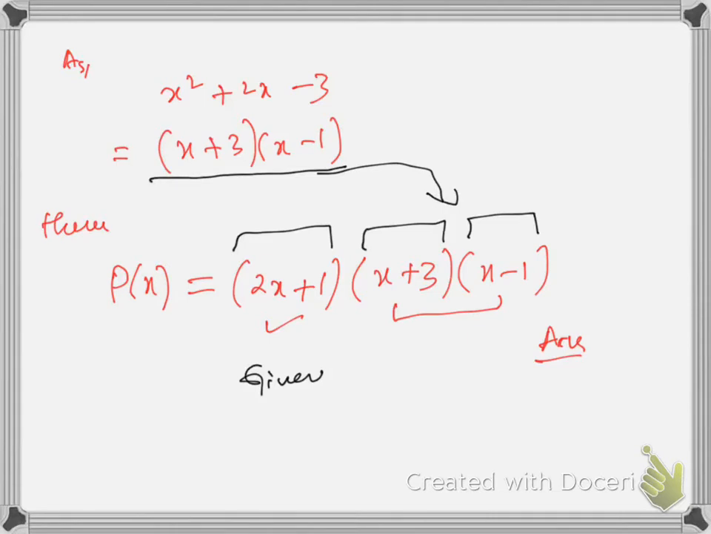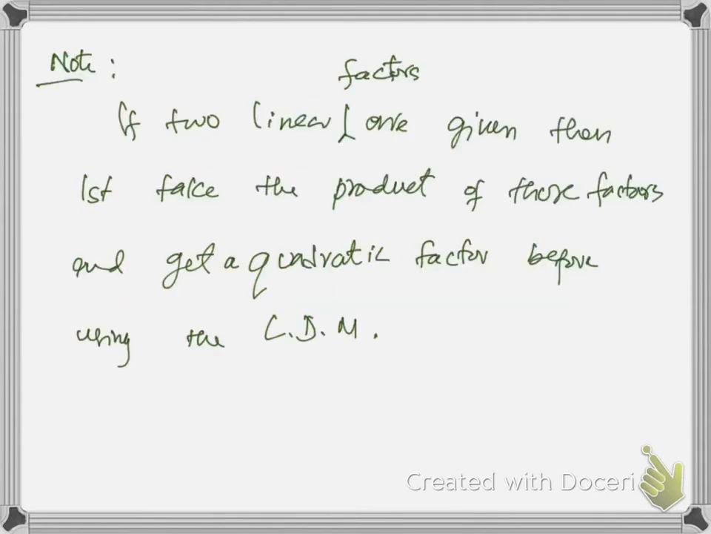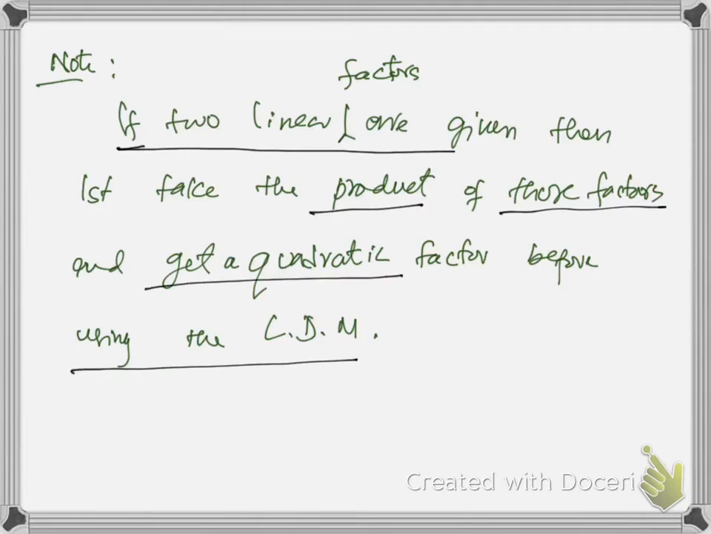Now one very important fact regarding this type 4 question: what if we had two linear factors in this question? If we had two linear factors, then for this part 2, first take the product of those factors to get a quadratic factor before using the long division method. That means you cannot use long division method unless you have a quadratic factor from those linear factors.